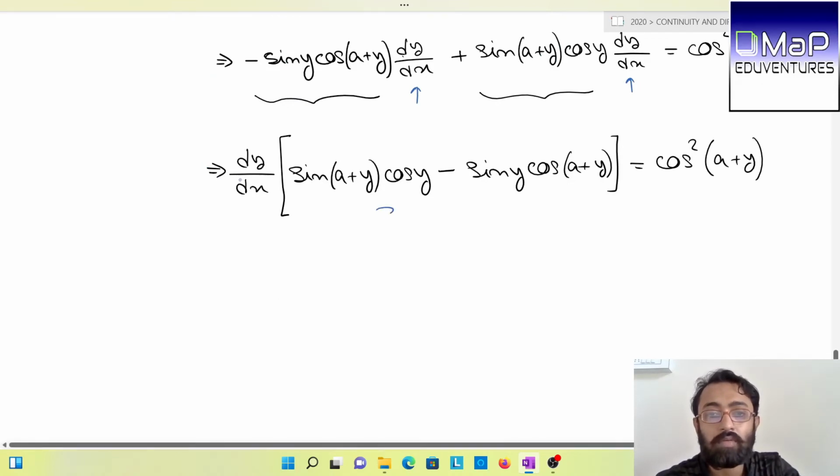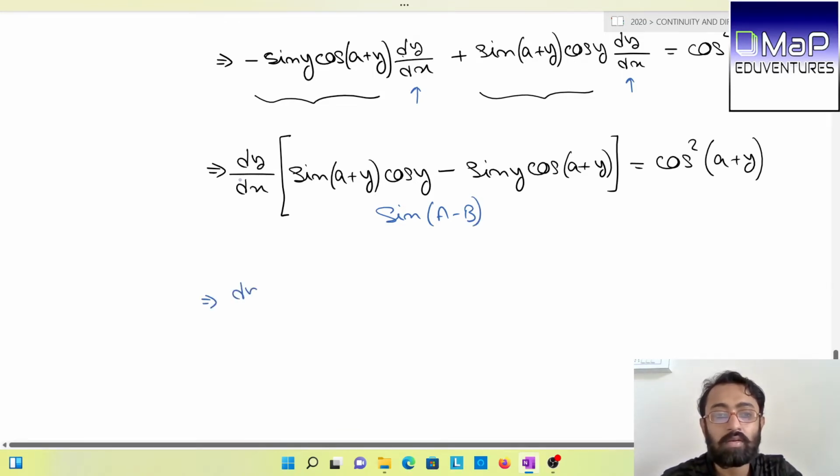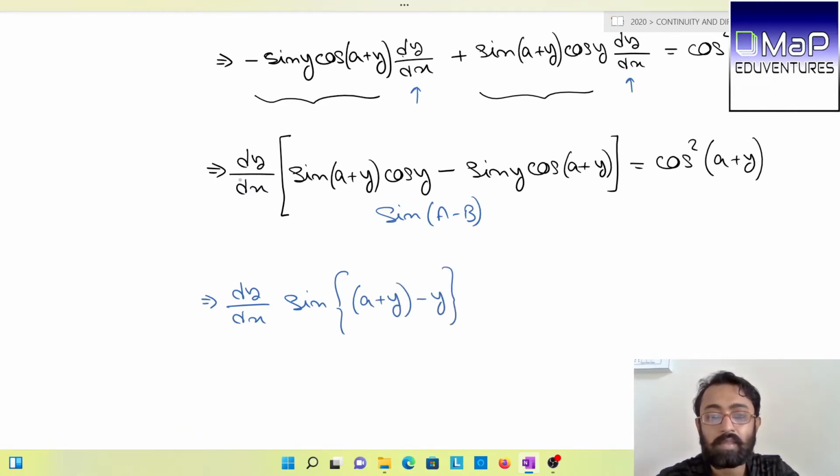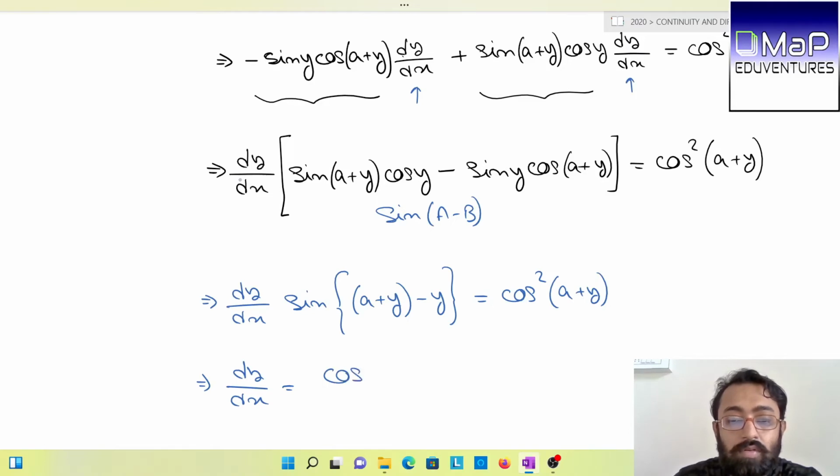You will find that this is actually the form of sin(a − b). So therefore we can write dy/dx into sin(a + y − y) equals cos²(a + y). Okay, so I have my answer. So dy/dx finally will be equals to cos²(a + y) divided by sin a.